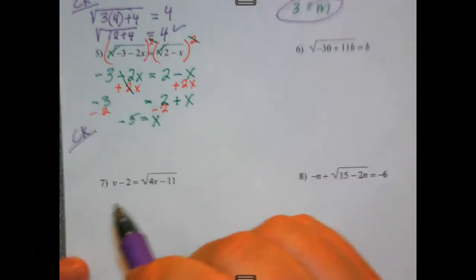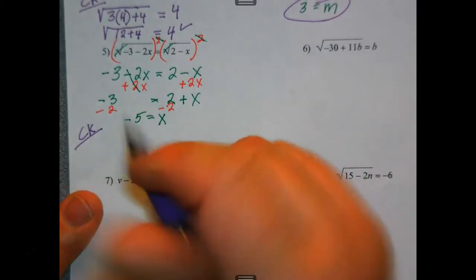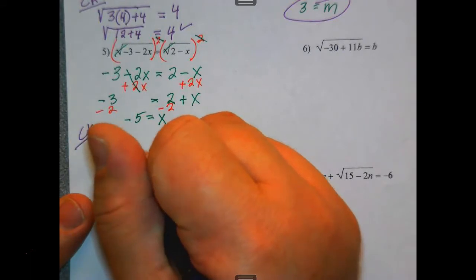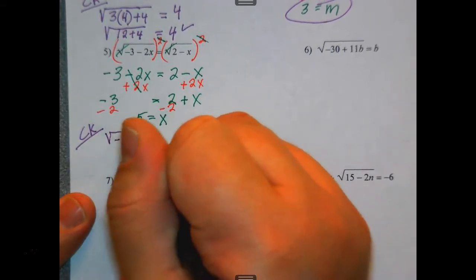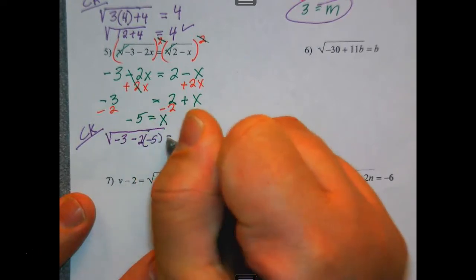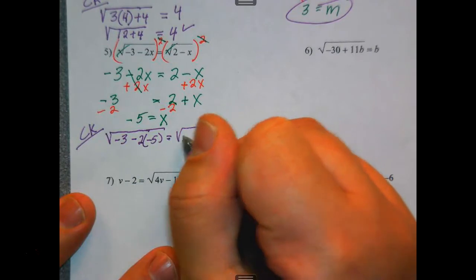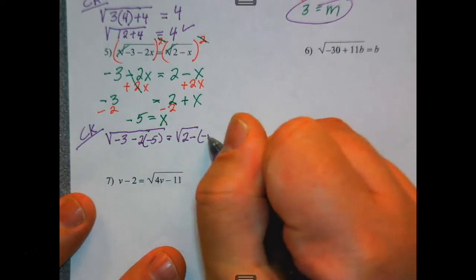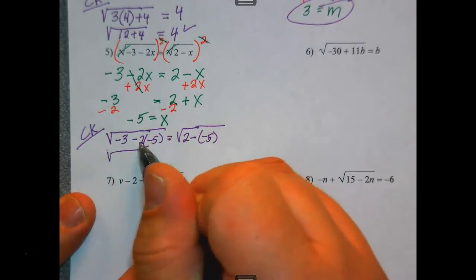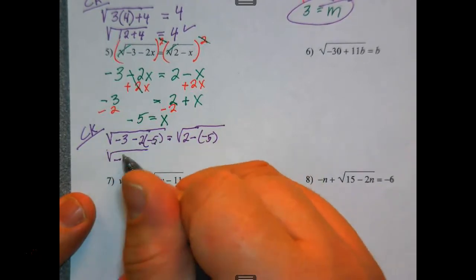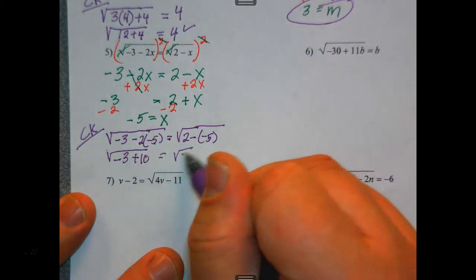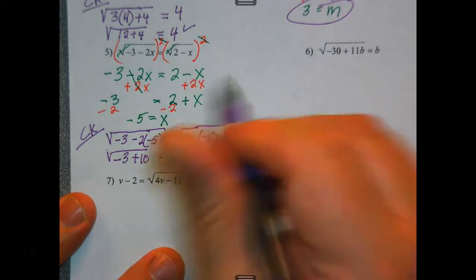Yes, you will get the problem marked wrong if it's not checked. It's so stupid. All right, square root of negative 3 minus 2, my x is negative 5. Does that equal the square root of 2 minus negative 5? Let's see, square root of negative 2 times 5 is positive 10. Does that equal the square root of 7? And yes, it does.